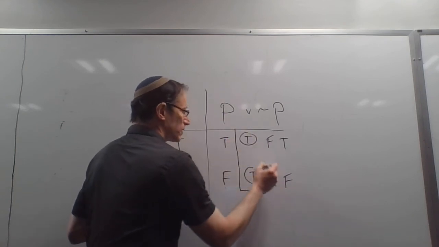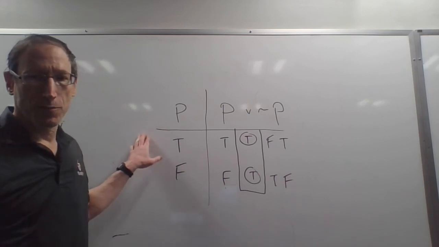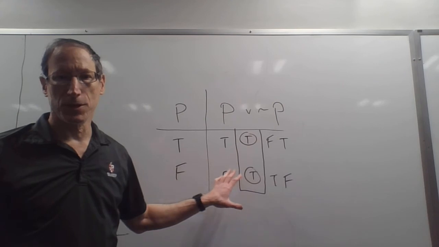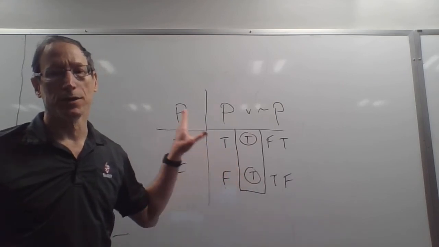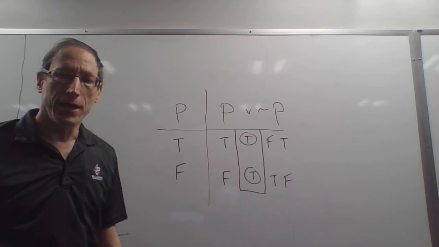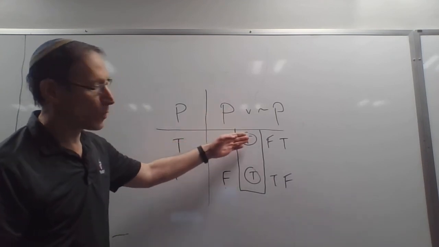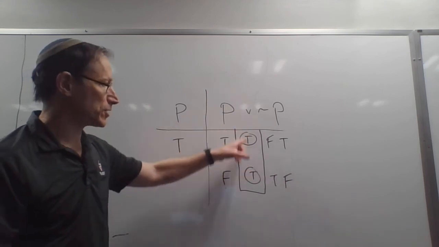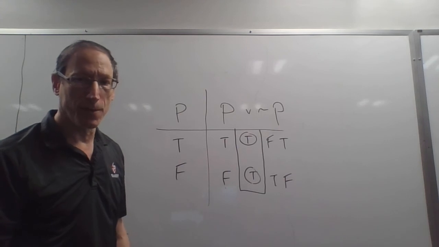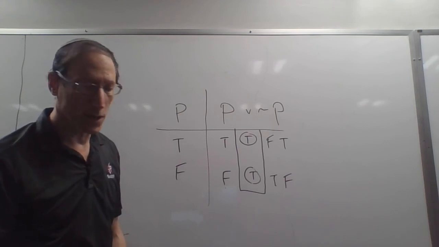So this indicates that no matter what the value of P is, P wedge not P comes out to be true, and that is what is called a tautology or a tautologous statement. A tautologous statement, or a tautology, is a formula that always comes out true under the major operator on every single row of the truth table for that formula. So that is a tautology.